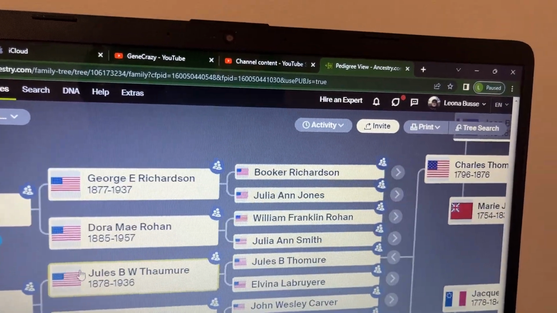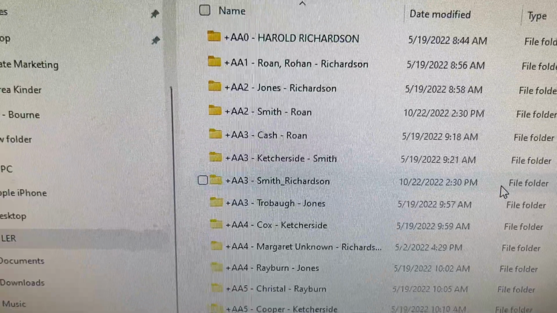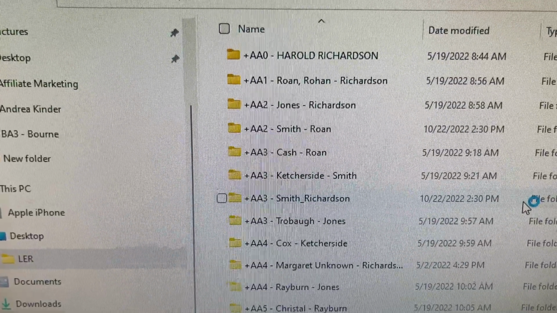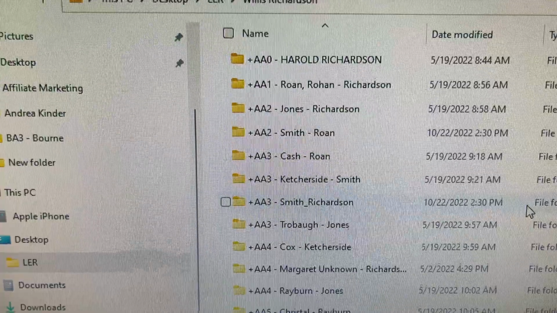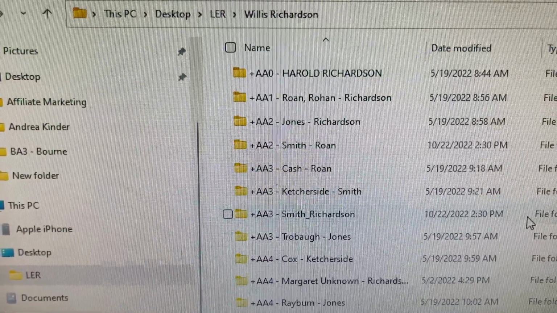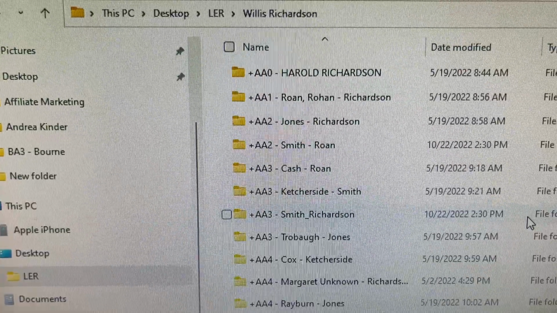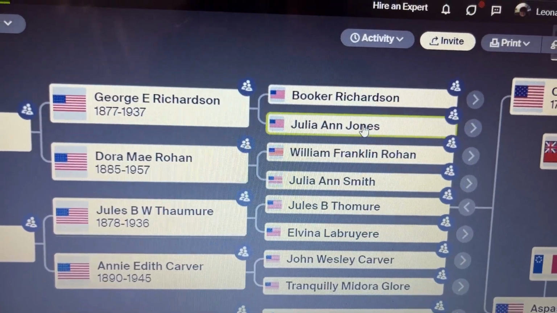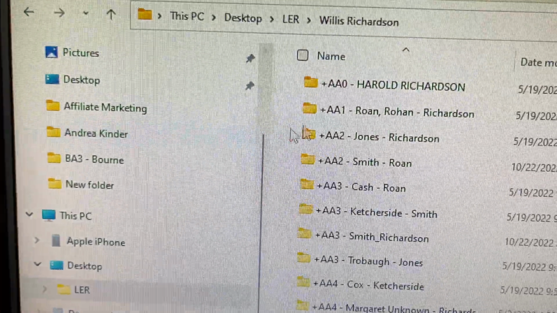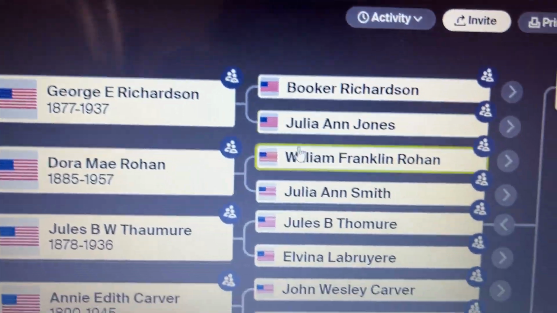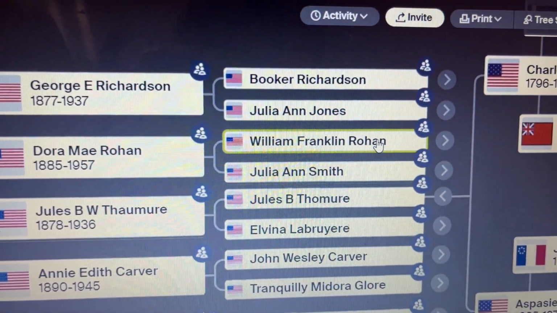All right. So if we go one step farther to AA2, you see there are 2 females introduced in the second generation. Like I said, all the Richardsons would be the males. We would also have a Richardson male and a Rohan male, which would all be underneath the Richardson and Rohan surnames. So we have AA2 Jones, who is married to a Richardson, and AA2 Smith, who is married to the Rohan.